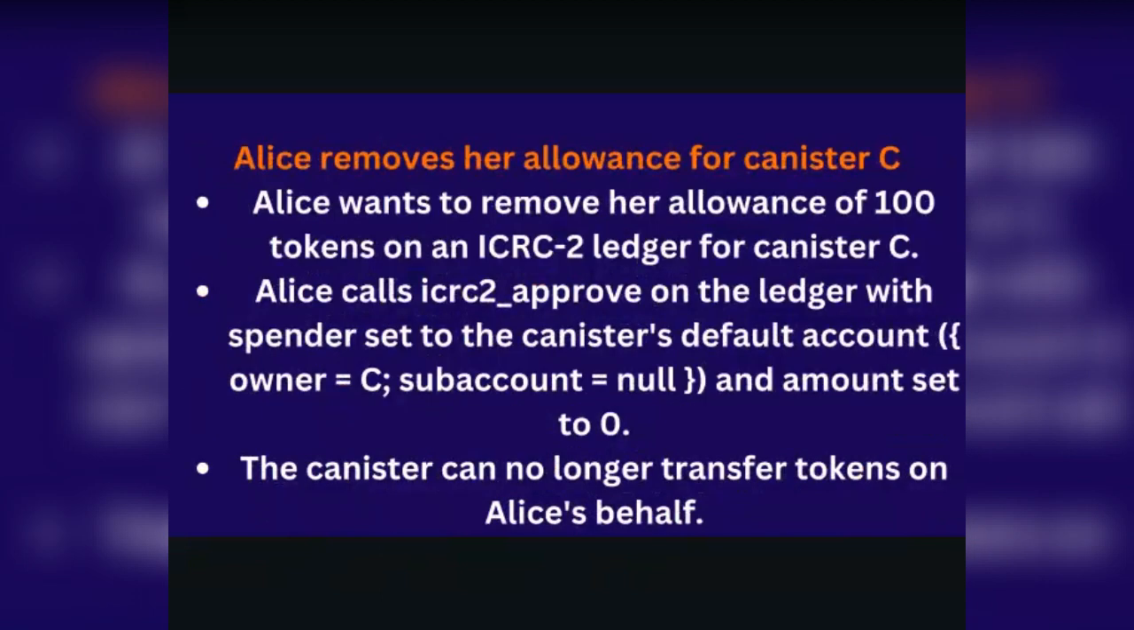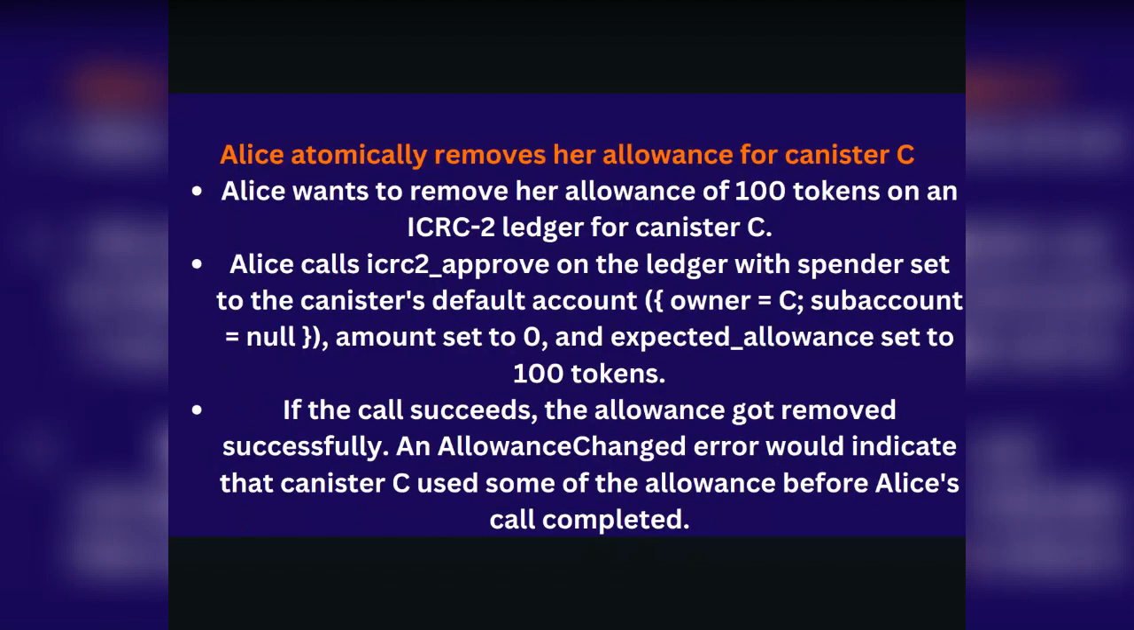so now imagine a scenario where Alice removes her allowance of canister C. So Alice wants to remove her allowance of 100 tokens on the ICRC2 ledger for canister C. Alice calls the approve method, of course. And then there's a scenario where the canister can no longer transfer tokens on Alice's behalf, probably maybe because Alice does not have that particular amount of tokens in her account. There's also a scenario where Alice automatically removes her allowance for canister C. So I'm just gonna rush ahead, and we're actually good to go.